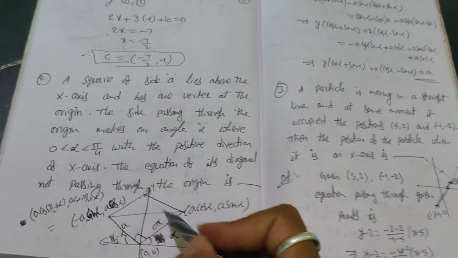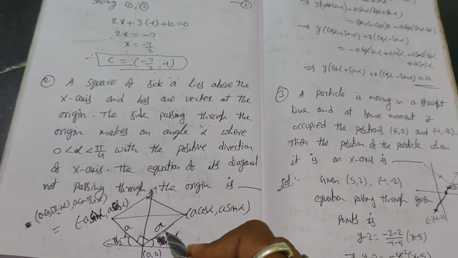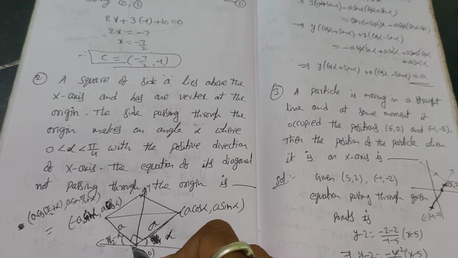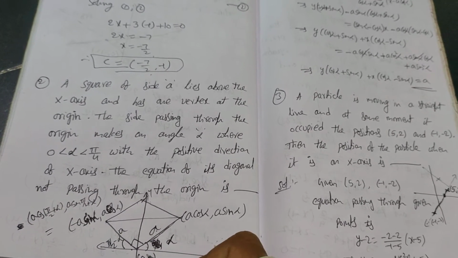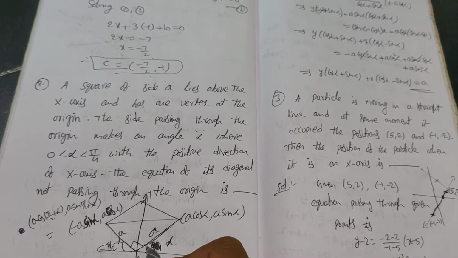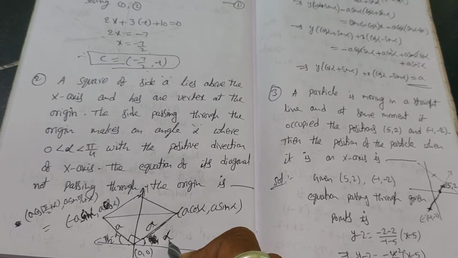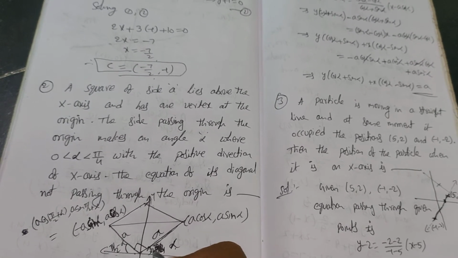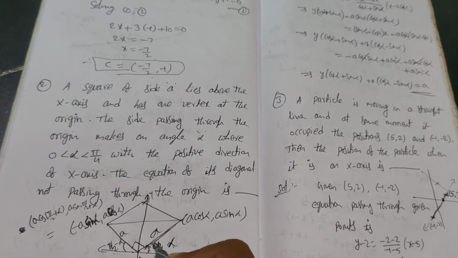side passing through the origin. So let us consider this is one of the sides passing through the origin, and the adjacent side also passes through the origin and makes an angle alpha. This is not more than pi by 4, it is less than pi by 4 only. So this is alpha, with the positive direction of the x-axis, like this. So this is alpha.